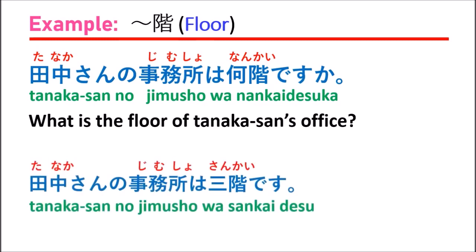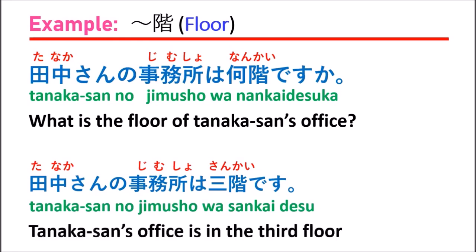The second example. Tanaka-san no jimusho wa 3階です。Which means, Tanaka-san's office is on the third floor.